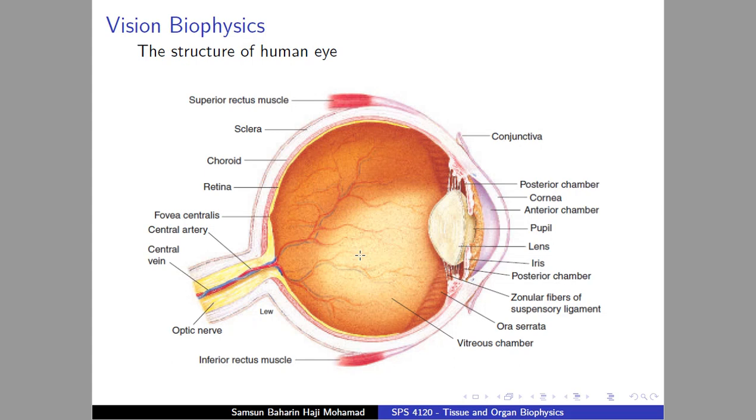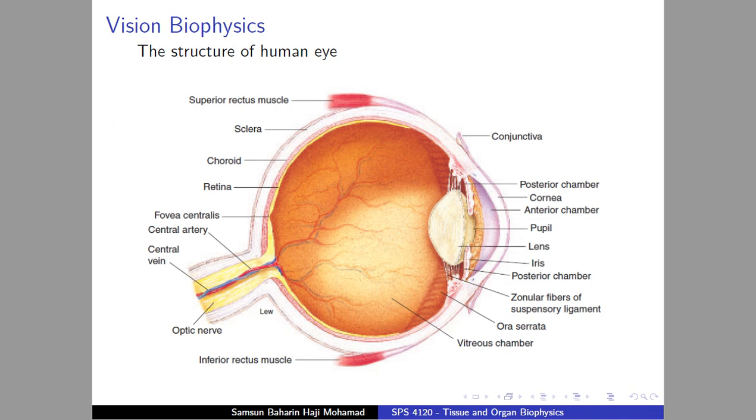So we continue with vision biophysics: how the image is turned into a signal and sent to our brain for processing. Here is the structure of the human eye. The light enters here and is focused to this part. Then the image is converted to a signal and sent by this nerve to our brain for interpretation.